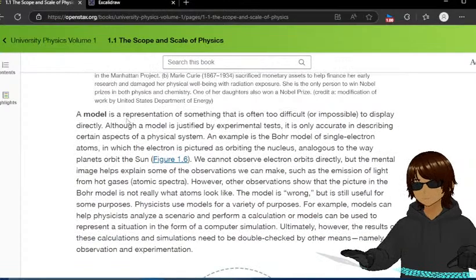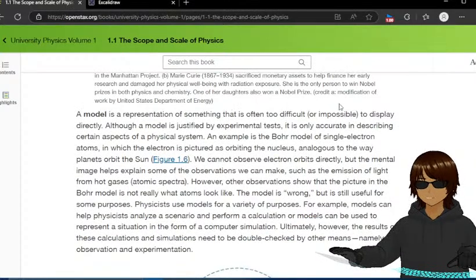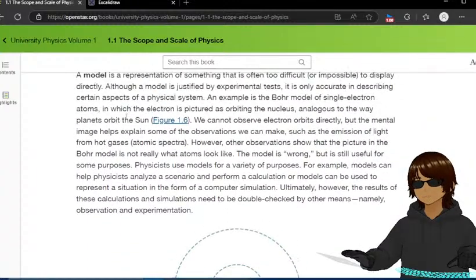A model is a representation of something that is often too difficult or impossible to display directly. Although a model is justified by experimental test, it is only accurate in describing certain aspects of a physical system. An example is the Bohr model of single electron atoms, in which the electron is pictured as orbiting the nucleus, analogous to the way planets orbit the sun. We cannot observe the electron orbit directly, but the mental image helps to explain some of the observations we can make, such as emission of light from hot gases. However, other observations show that the picture in the Bohr model is not really what atoms look like. The model is "wrong," but it's still useful for some purposes.